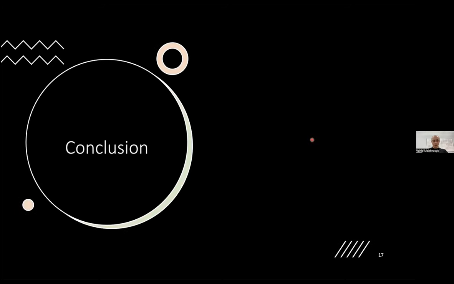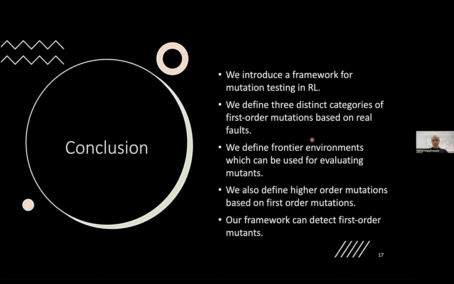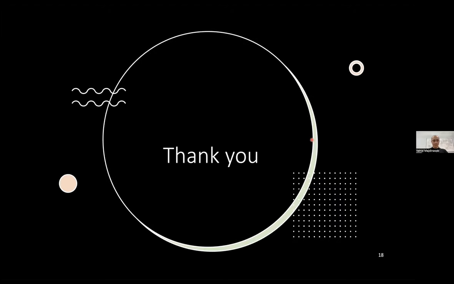So in conclusion, we introduced our framework for mutation testing in reinforcement learning. We defined three distinct categories of first-order mutations based on real faults. We defined frontier environments, which can be used for evaluating these mutants. We define higher order mutations based on these first order mutations to lower the computational expense. And we have shown that our framework can detect first order mutants. Thank you very much for your time.